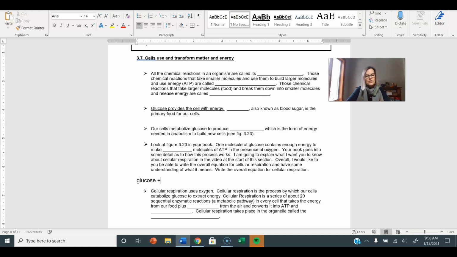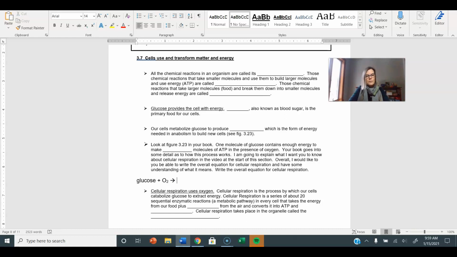So glucose, which is food, and hopefully you remember glucose is our blood sugar. And then we also breathe in oxygen, I'm just going to put O2. That's the beginning of the reaction, what we have to start off with. So glucose plus oxygen. And we breathe in oxygen because of this process.